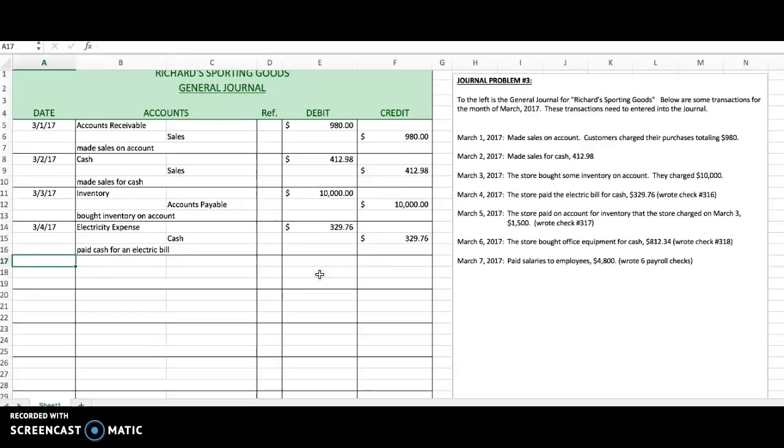Okay? So if it's an expense, electricity would be an expense, cost of doing business. Expenses goes up, and when expenses go up, they're debited. We pay cash. Cash is an asset. When an asset goes down, it is credited. So you see it debited, and then you see it credited. March 5th.